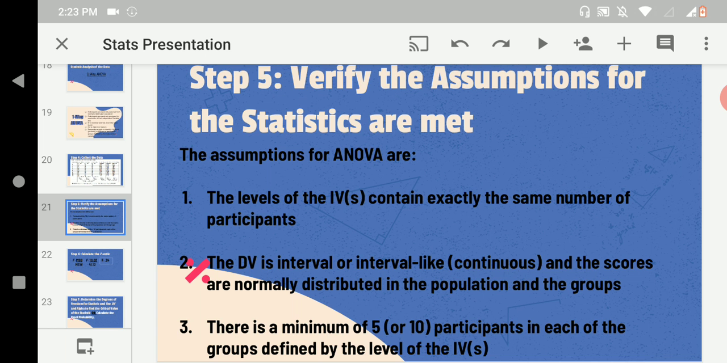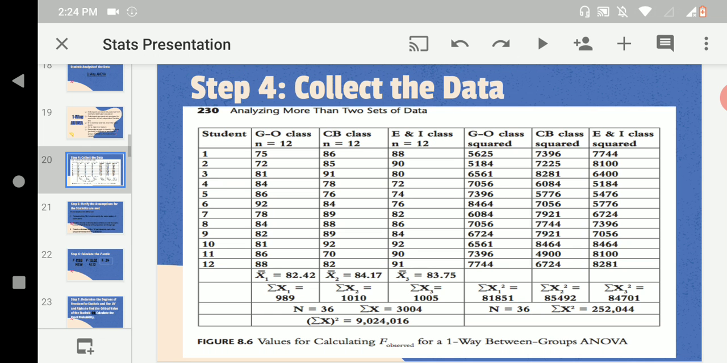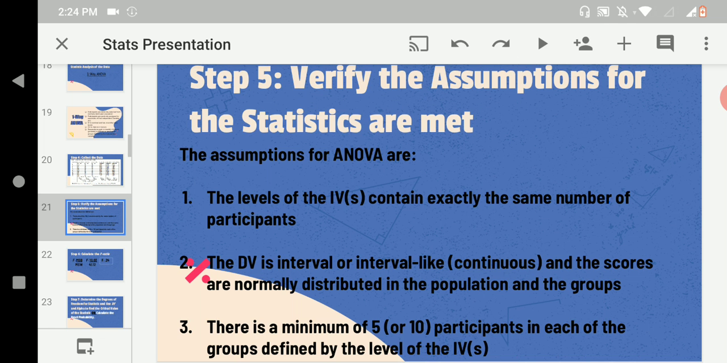Another check. The DV is interval or interval-like continuous and scores are normally distributed in the population and groups. So the dependent variable is interval or interval-like. And the scores are normally distributed. If we're going to look at the bell curve, probably yes, they are normally distributed because the scores are not scattered.